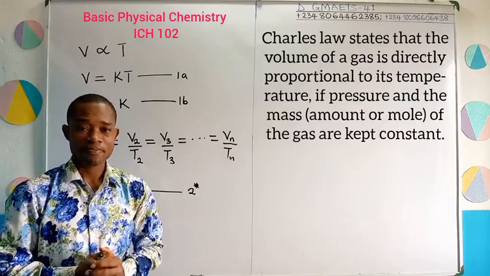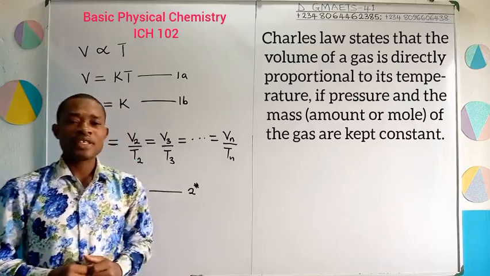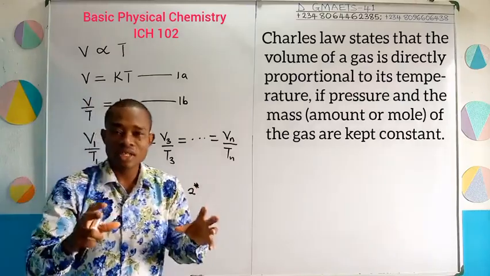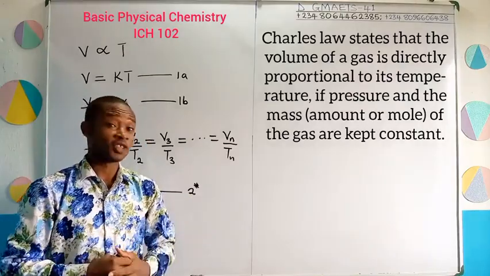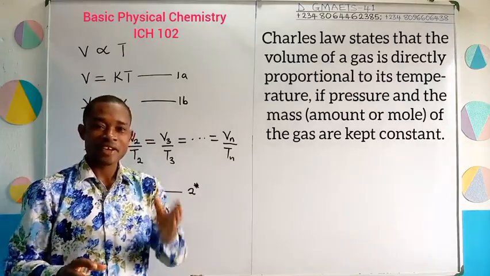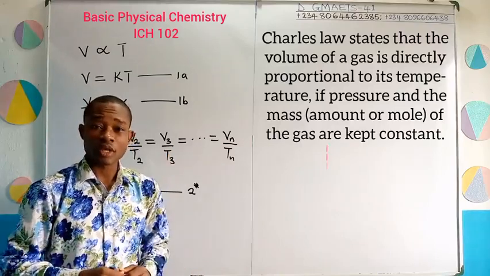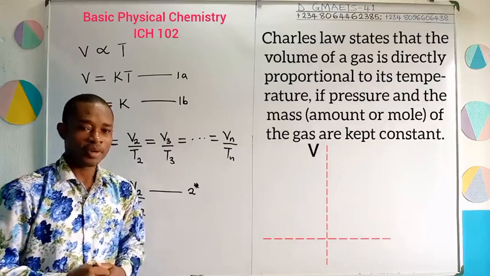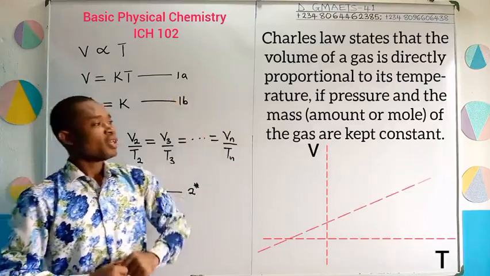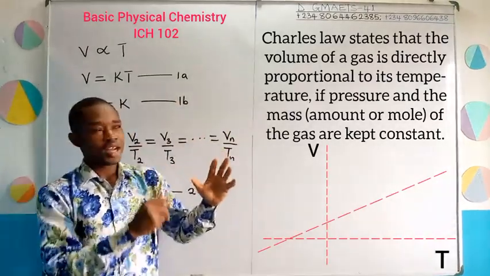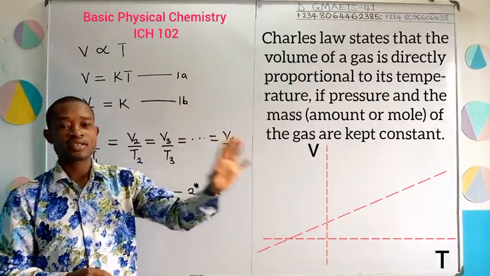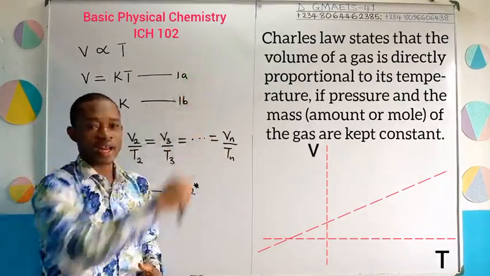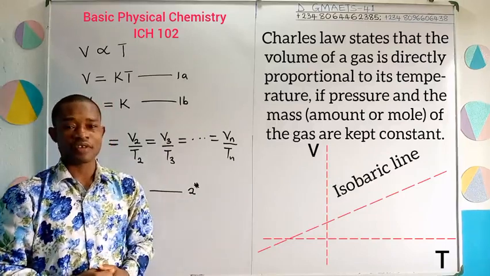Is that okay? All right, at this point, I would like us to quickly take a look at the graphical representation of Charles' law, which tells us that volume is directly proportional to what? Temperature, if pressure is kept constant. Please take a look at the screen. Now you can see this graph. We've plotted volume against temperature, and you can see how the graph goes: a straight line graph, a positive graph.